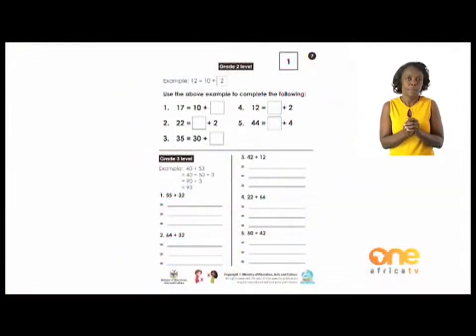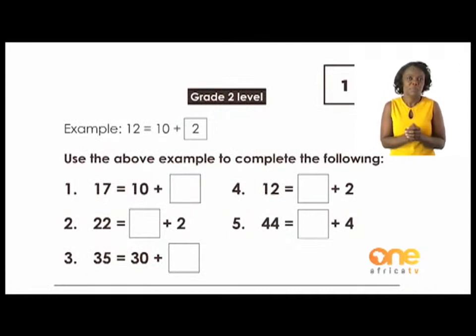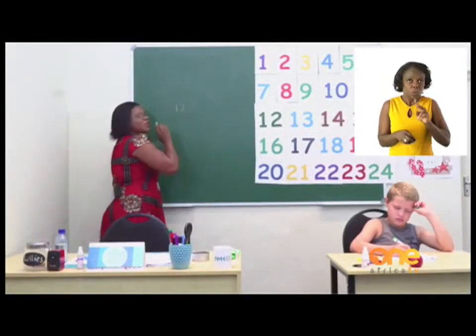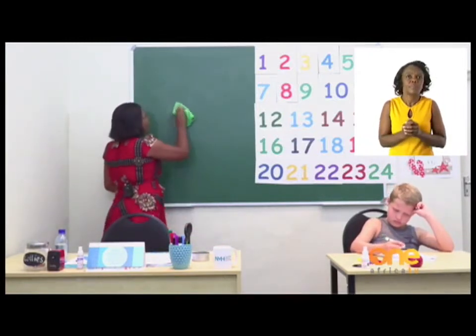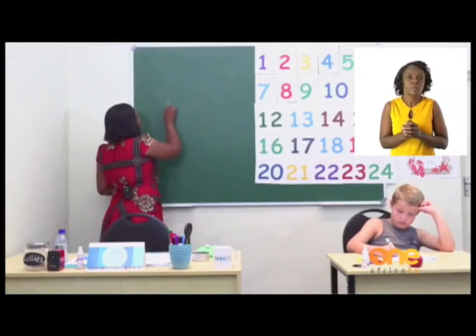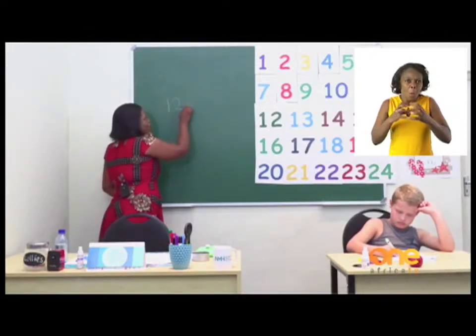On page 7 is a bit of a challenge, but I'm going to explain to you nicely how you can get to the answer. Let's look at the first example that they have given us. Remember what we have learned about place values. The first example is a 12. So we are going to break down the number 12.